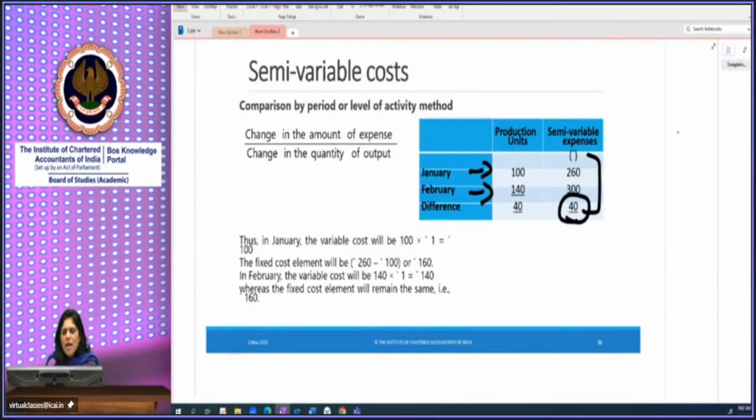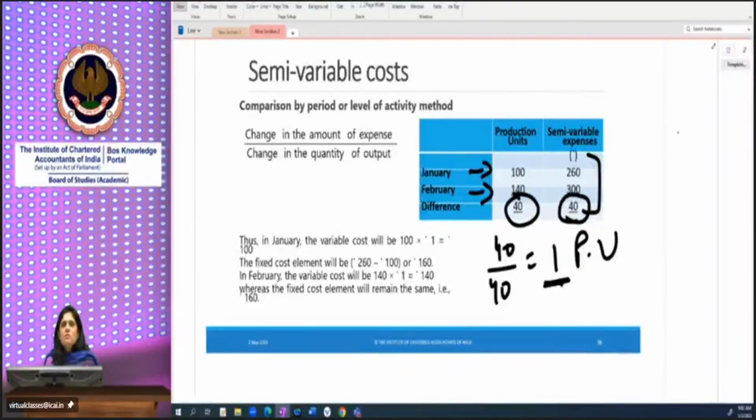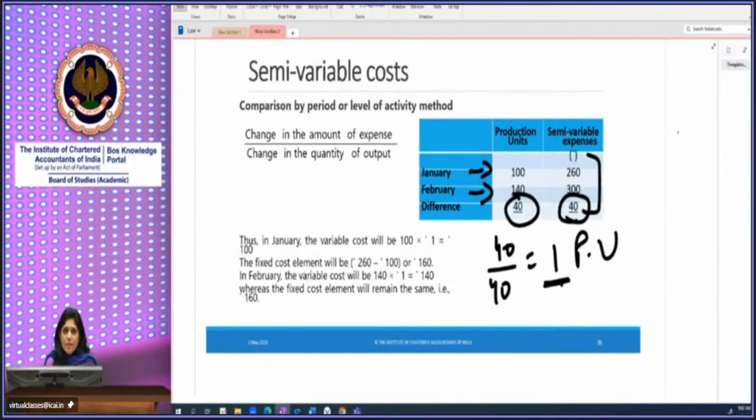So 40, and the difference in the units, so 40 is to 40. We are calculating variable cost. Clear? So 40 divided by 40, variable cost is 1 per unit. I'm again saying we are calculating the variable cost in the semi-variable cost. Once you calculate the variable, then you split it and you will get the fixed.